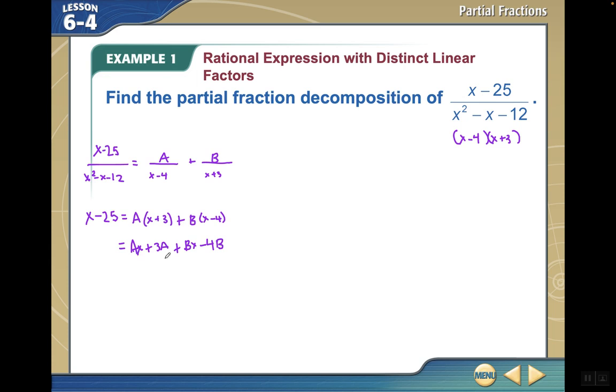So we have two terms with x in it. So we have an Ax and a Bx. So what I'm going to do is just factor out an x from those two terms. So Ax and Bx, once I factor out an x, I'm just left with A plus B. And then we have a 3A and a -4B. And those don't have anything common, so I'm just going to tack those on.